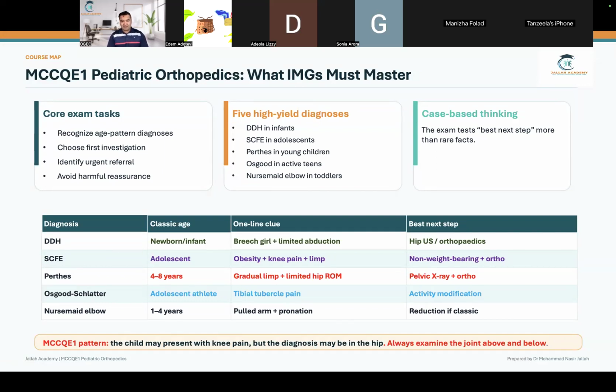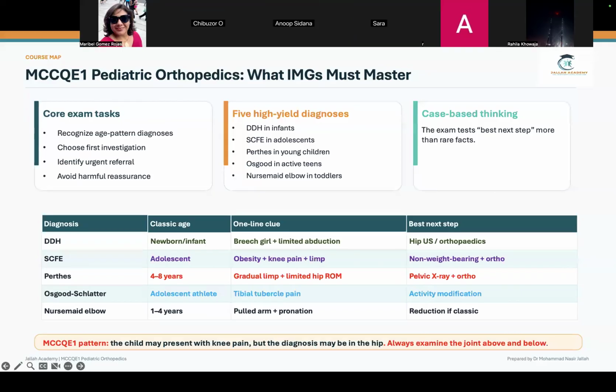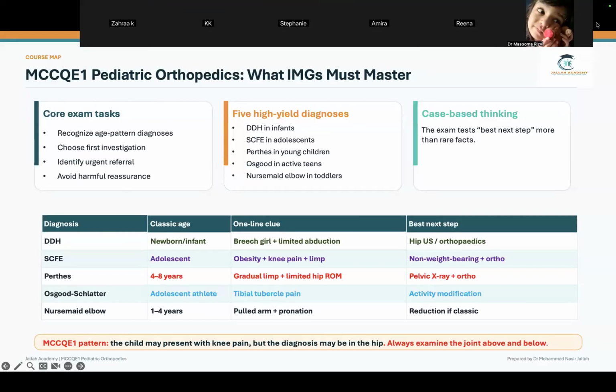Choose first investigation. What is the best initial investigation? Identify the urgent referral. What are the dangerous or red flags that when you notice, you should be referring right away to the surgeon or escalate the management plan. Avoid harmful reassurance. We do not reassure without being 100% sure that it is not fatal or harmful for the patient.